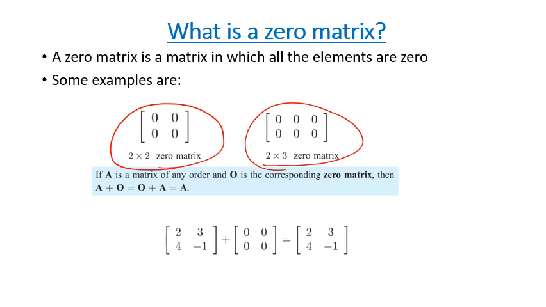And it's really important to understand that when you add a zero matrix or subtract a zero matrix, you actually still keep the same original matrix. An example of that is down here. We've got a 2 by 2 matrix, and we're adding a 2 by 2 zero matrix, so we're essentially adding nothing, and we end up with exactly what we started with.